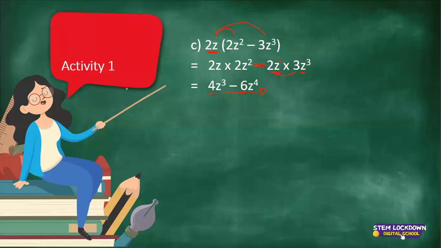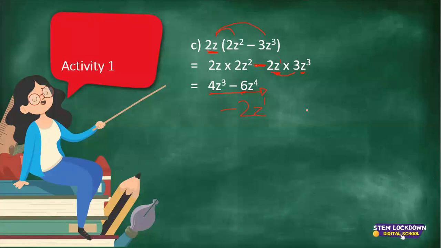So by number C, I think the answer can go further than just 4z to the power 3 minus 6z to the power 4. The answer will be negative 2z to the power of negative 1. Okay. Yeah, you said your answer is negative 2z to the power of negative 1. Okay.